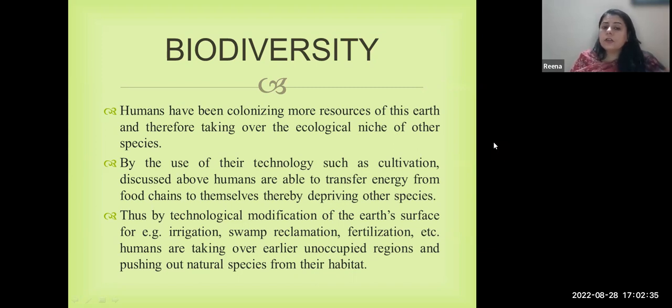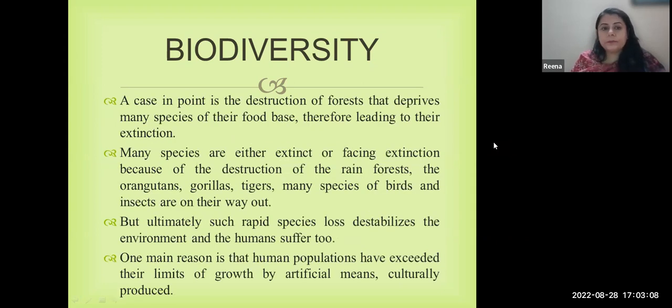So thus by technological modification of Earth's surface, we are taking over the earlier unoccupied regions of the Earth. And that is pushing all the natural species from their habitat and diminishing their number and posing them challenges to adapt themselves. So this is their way of adaptation when they come to our areas for getting more food, which is basically deprived in their own ecological niche.